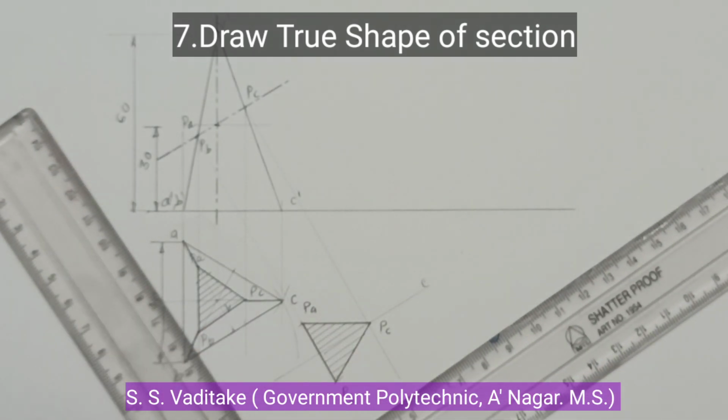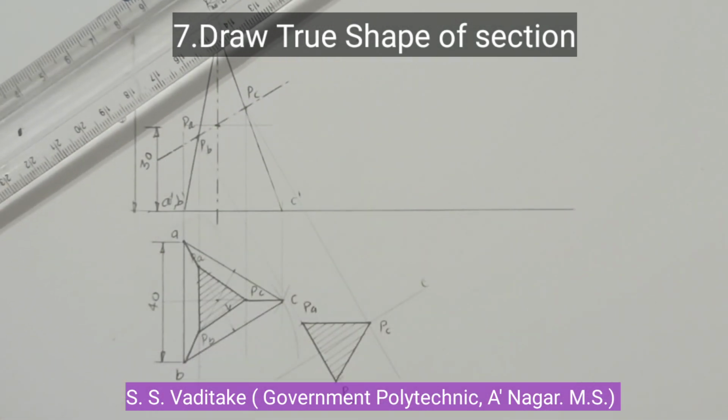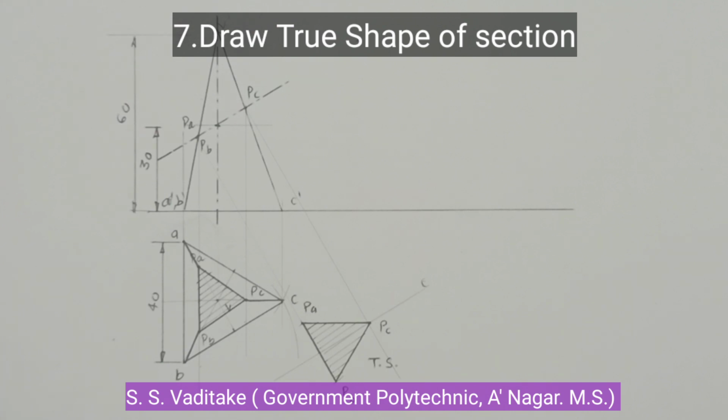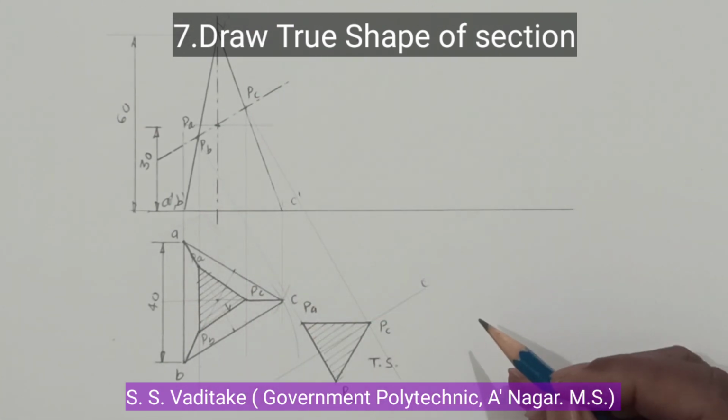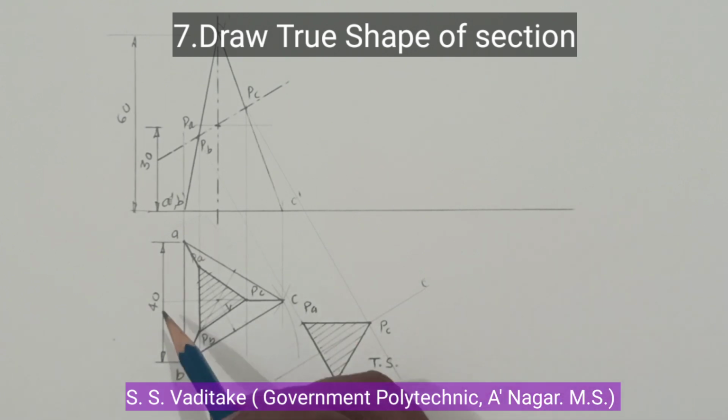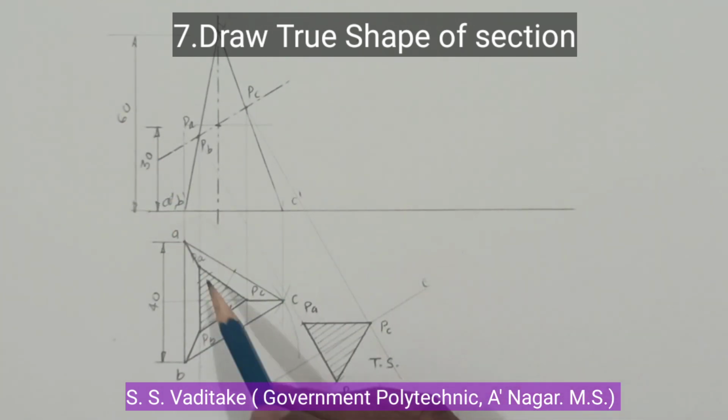Thus the sectional top view and true shape are shown here. Just observe the line work, do the dimensions in proper methods, and use the labeling.